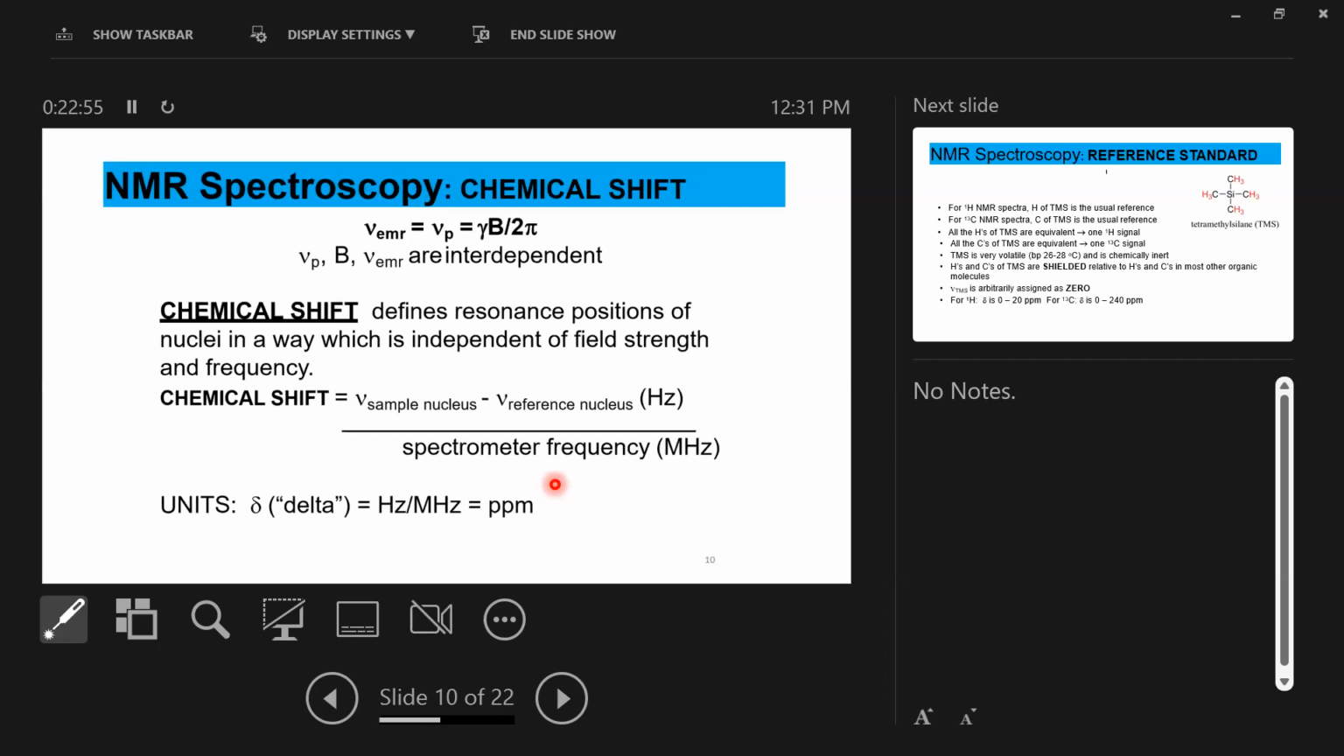All right, so chemical shift. Now, we realize that the precession frequency, the magnetic field strength, and the electromagnetic radiation are interdependent, meaning that one depends on the other. Now, the chemical shift defines resonance positions of nuclei in a way which is independent of the field strength and the frequency. Because the chemical shift, you might want to write this down, is the frequency of the sample nucleus minus the frequency of the reference nucleus in hertz, over the spectrometer frequency. This is how you typically calculate chemical shift. It is typically represented as delta, and it's represented in ppm. The unit is ppm.